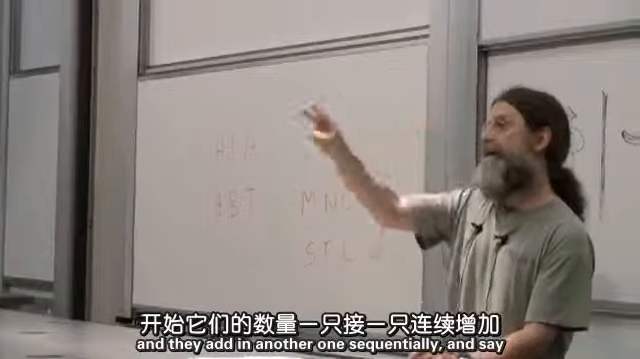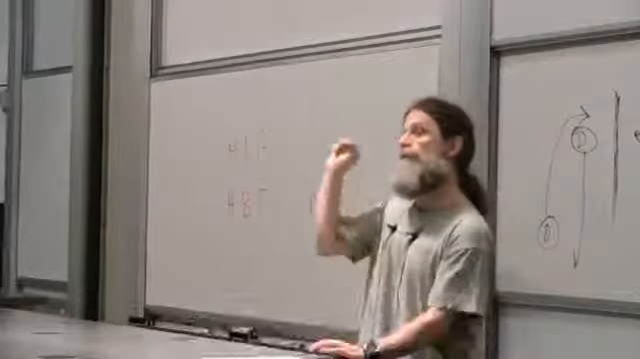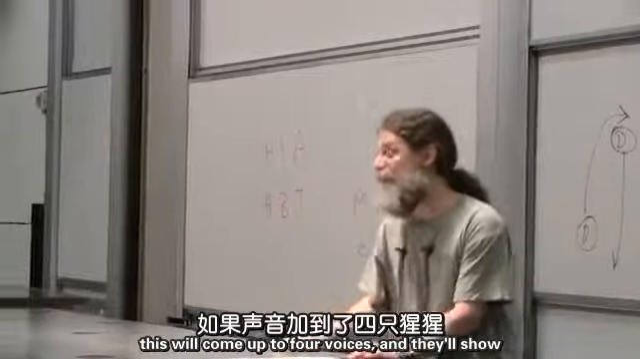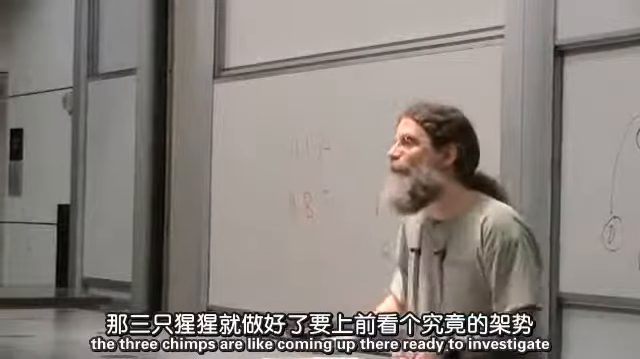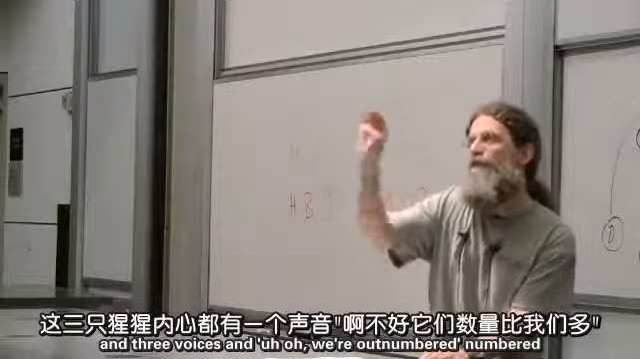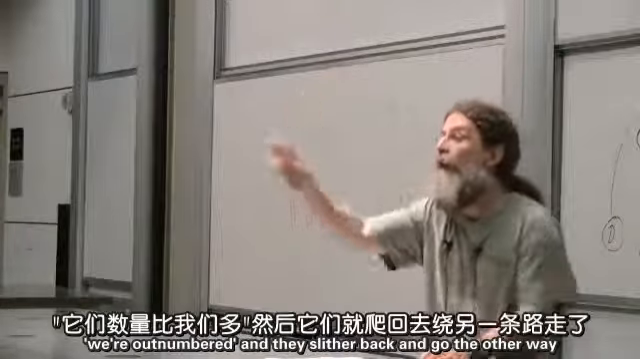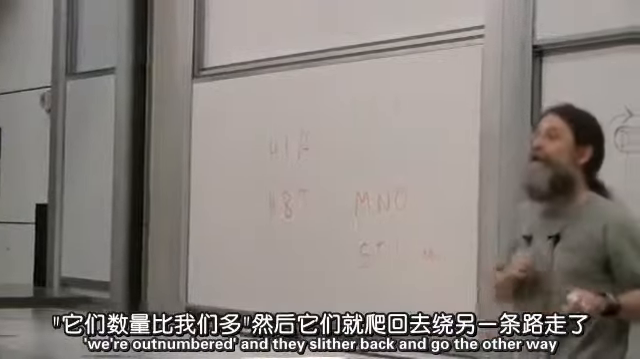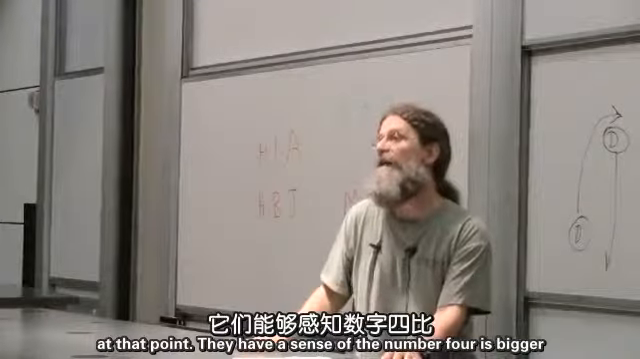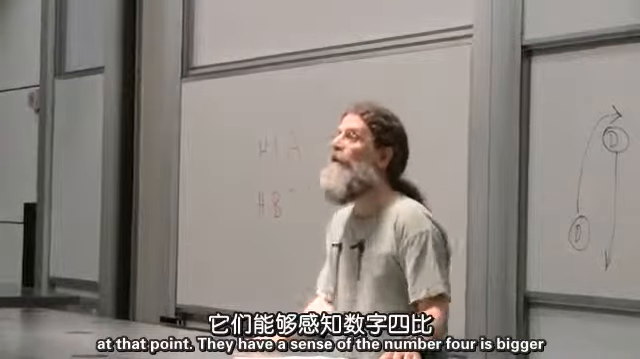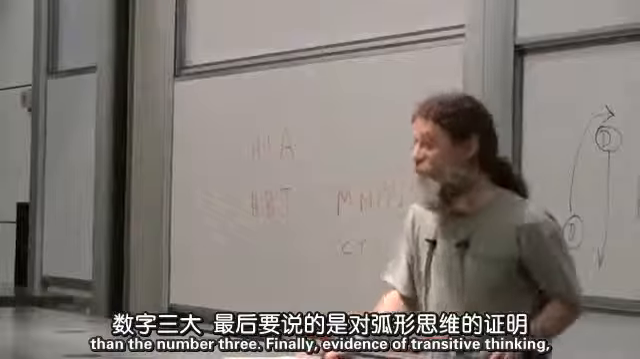They begin and they add in another one sequentially, and say this will come up to 4 voices, and they'll show the 3 chimps are like coming up there ready to investigate, and 3 voices, and uh-oh, we're outnumbered, we're outnumbered, and they slither back and go the other way at that point. They have a sense of the number 4 is bigger than the number 3.